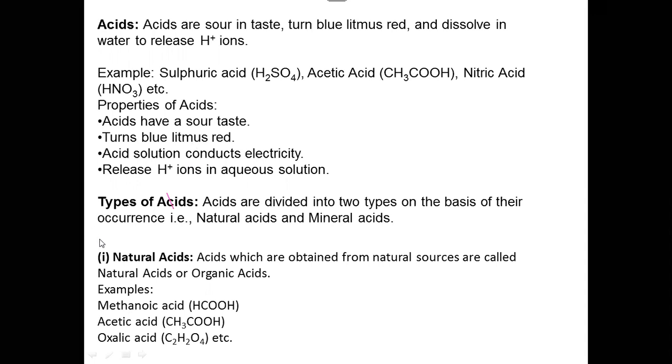First type is natural acid. Natural acids, they are obtained from natural sources. Therefore, they are called natural acids. They are also called organic acids. For example, methanoic acid, formula HCOOH. This is also called formic acid, its common name. Then acetic acid, CH3COOH, and oxalic acid, C2H2O4.